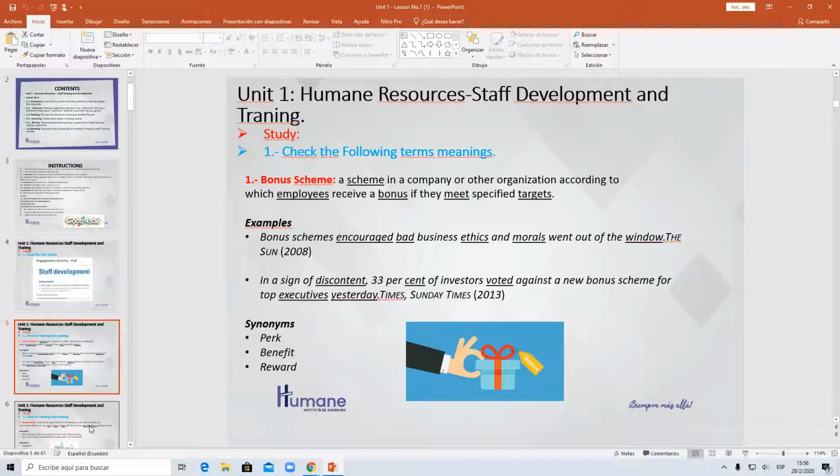An example of a sentence in which we include this word could be: bonus schemes encouraged, but business ethics and morals went out of the window. This sentence was expressed in The Sun in 2008. In a sign of discontent, 33% of the investors voted against the new bonus scheme for top executives yesterday, expressed in Time on Sunday in 2013. Synonyms for this term could be perk, benefit, or reward. We know this word as bonus, as something that is given extra while you're doing your job in a company.